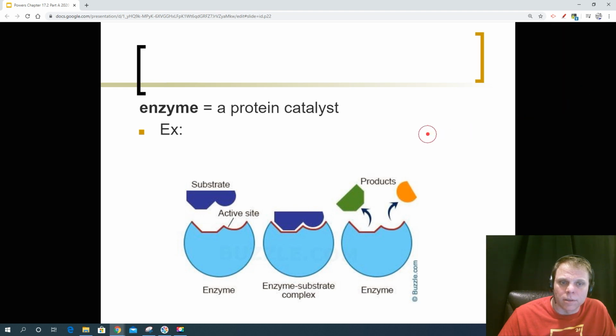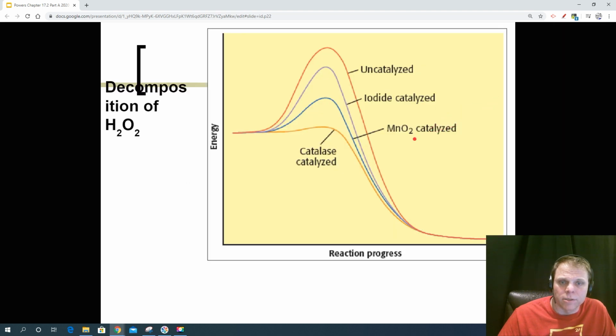Okay, so let's go on to this final graph where I can show you the decomposition of hydrogen peroxide. Now you'll notice that the energy is different for each of these. The uncatalyzed reaction is up here. It's going to take the most activation energy. And then iodide can create a lower peak. The manganese dioxide can create an even lower peak, and then the enzyme catalase can create the lowest peak out of these.